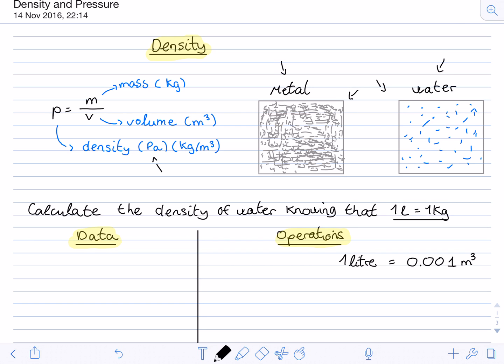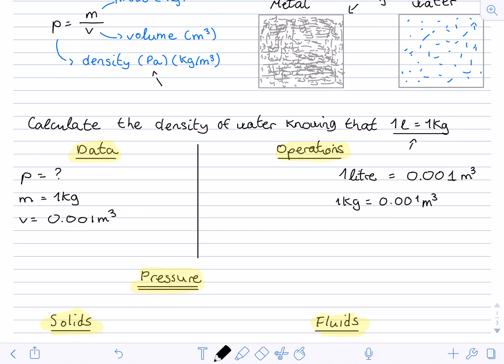So we don't know the density, so we're going to keep this as an unknown. We do know the mass, which is 1 kilogram. And do we know the volume? Well, we do know the volume, because the volume is measured in meters cube. Because 1 kilogram is equal to 1 liter, then 1 kilogram would be the same as 0.001 meter cube, which means that the volume is going to be 0.001 meters cube.